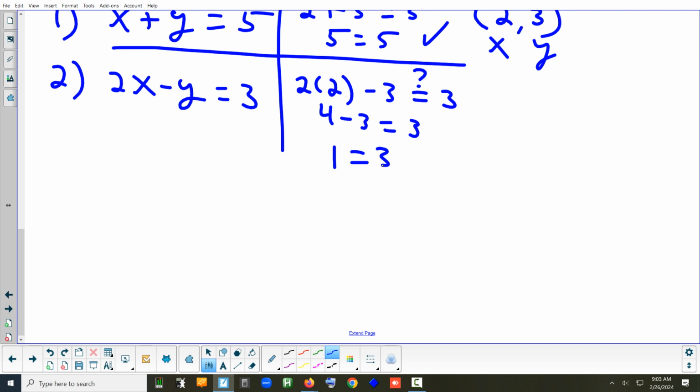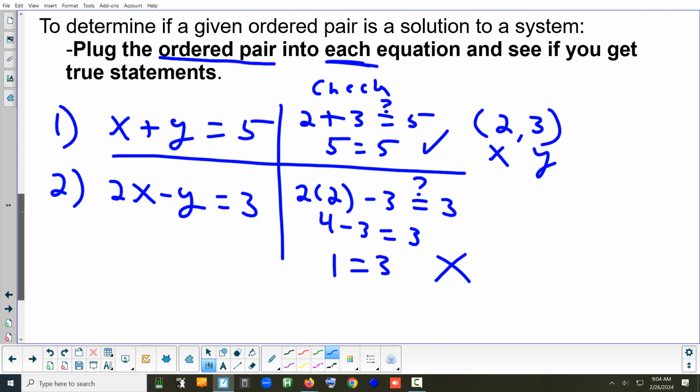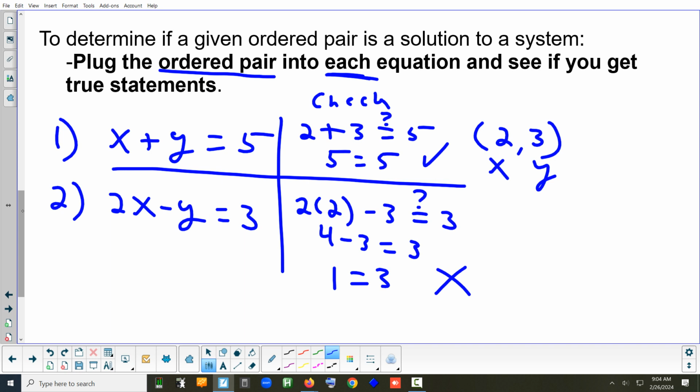Does 1 equal 3? No. So what that means is that coordinate right here, that's not the answer to the problem. So if that's the answer that we got, at this point we have to go back and do the problem again because something's wrong. Is there any question on that?